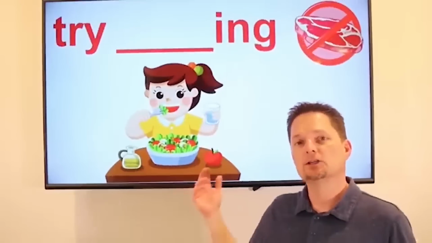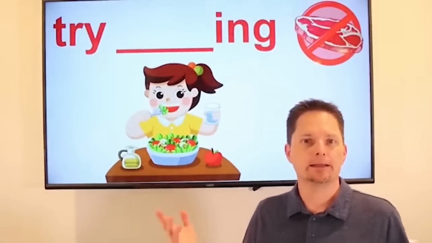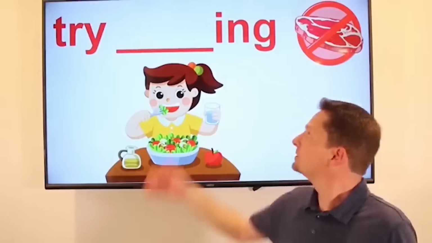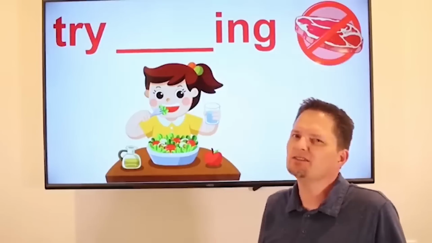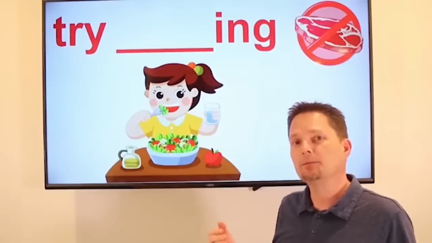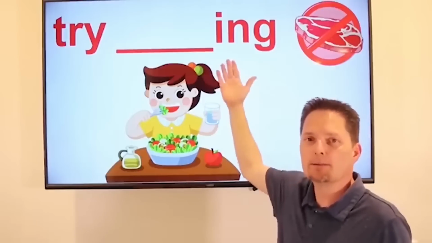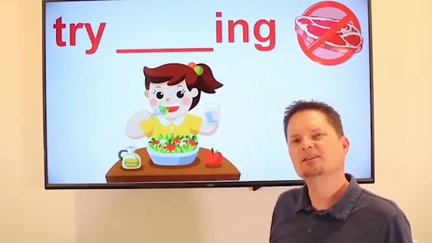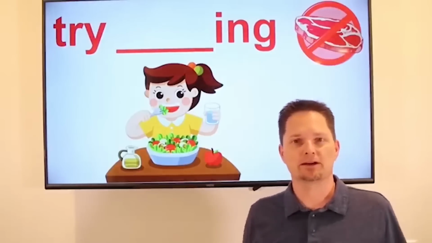Example. She likes to eat meat, but she tried eating only vegetables. Using a gerund, she tried eating only vegetables to see if she liked it. She tried being a vegetarian. With a gerund, she tried being a vegetarian to see if she liked it or not. She liked it, so now she's a vegetarian.